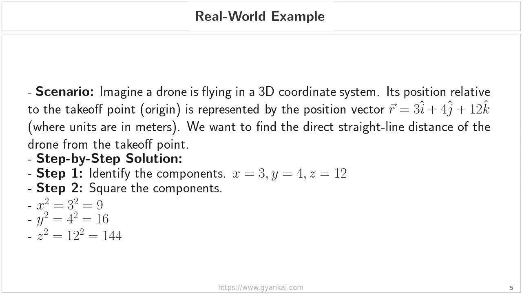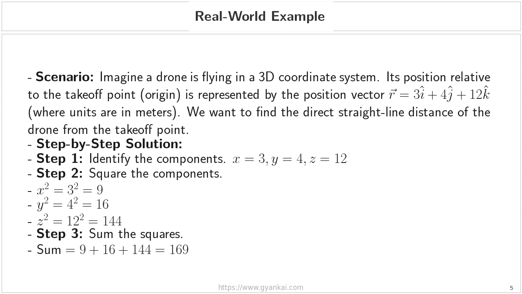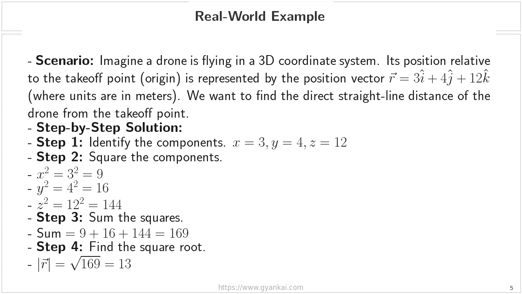Step 2. Next, we square each of these individual components. So, 3 squared gives us 9, 4 squared gives us 16, and 12 squared gives us 144. Step 3. Now, we sum these squared values together. When we add 9, 16, and 144, we get a total sum of 169. Step 4. Finally, we find the square root. The square root of 169 is 13.